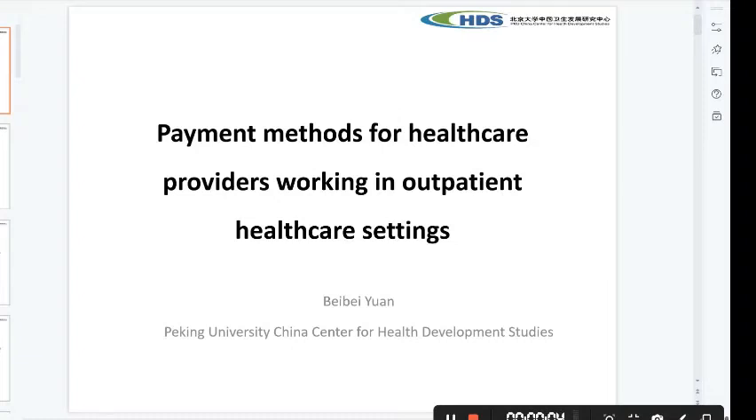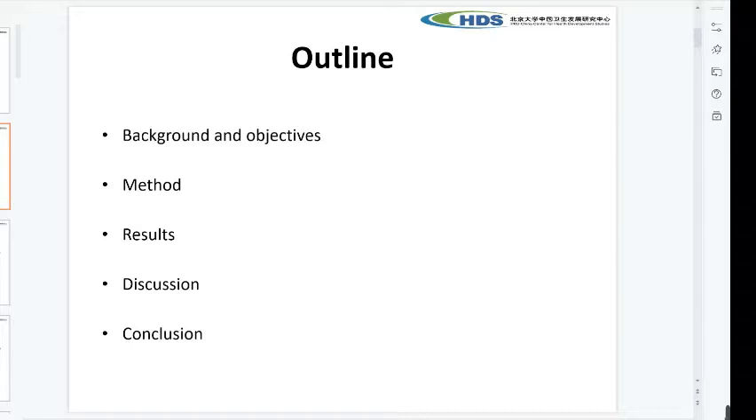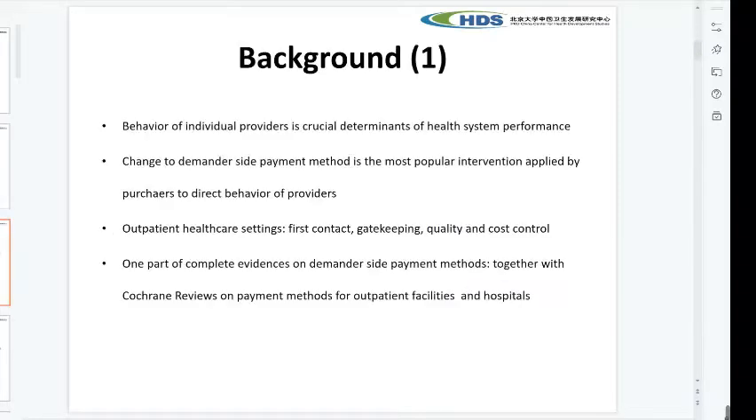This presentation is to introduce one Cochrane review: payment methods for healthcare providers working in outpatient healthcare settings. My presentation includes the following parts. Firstly, I will introduce the background, why we chose this topic.